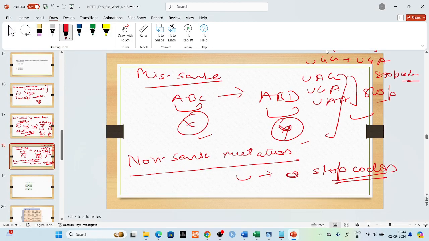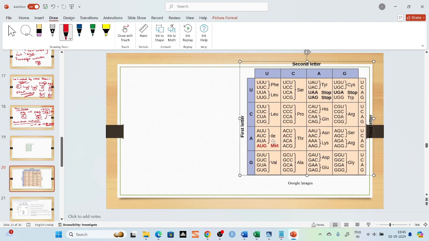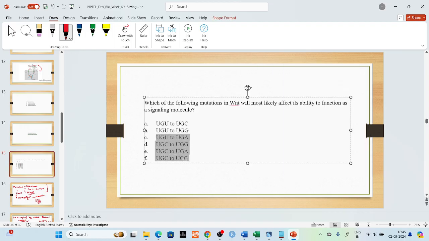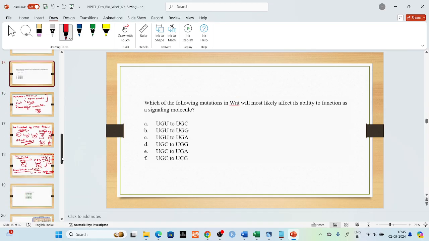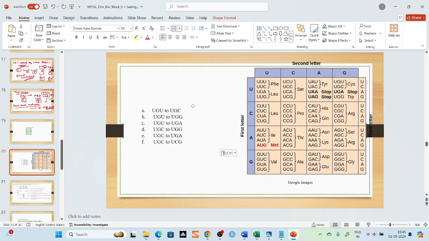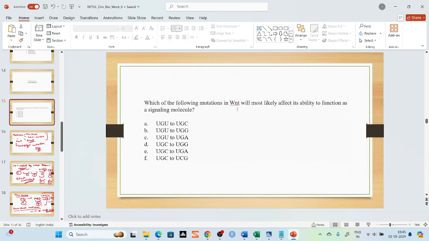Now we'll try to apply this concept in this question. Okay, so this is your question. I will keep the question here so that you can understand it. Only this part. Your question says, which of the following mutations in Wnt will most likely affect its ability to function as a signaling molecule? That means, which mutation will inhibit its effect? Its effect has to be inhibited.